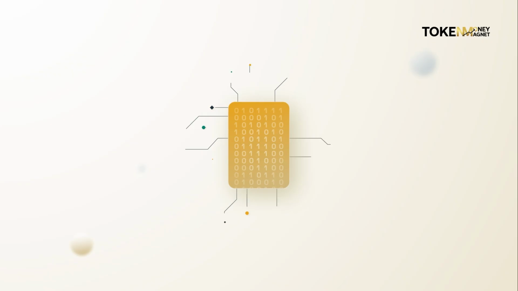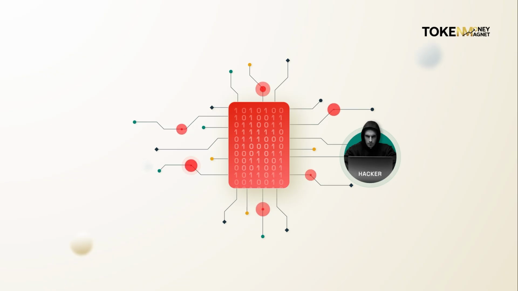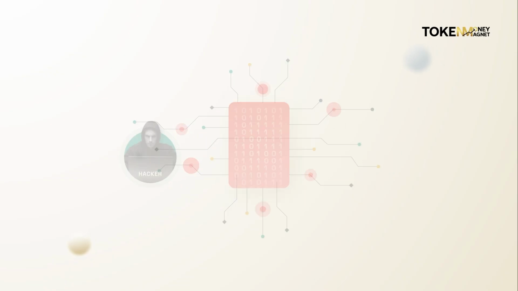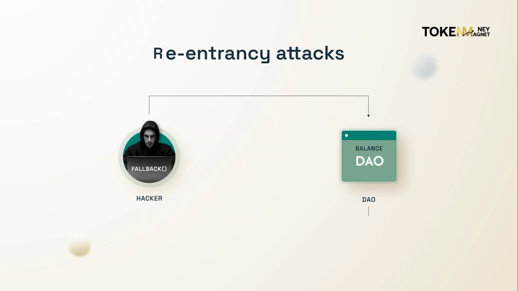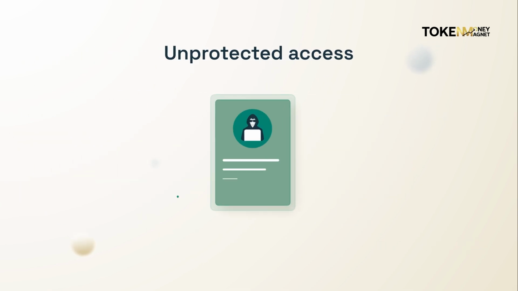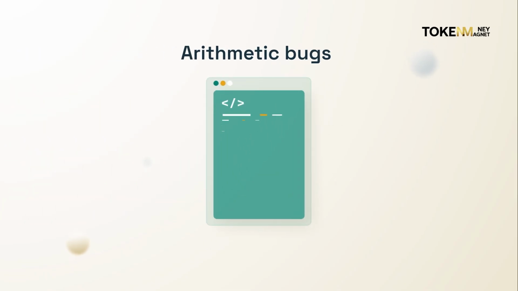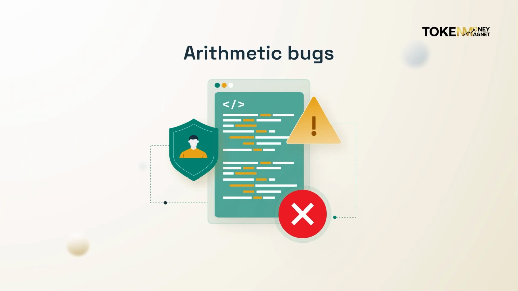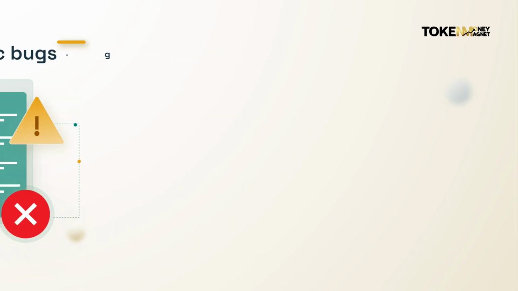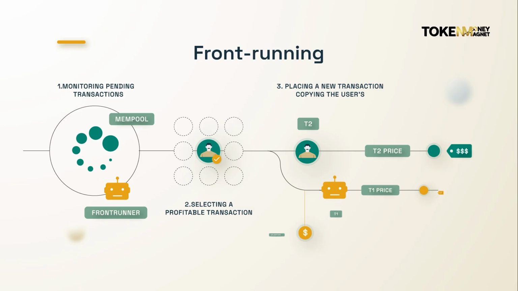Smart contracts are powerful, but they're also unforgiving. Once deployed, there's no undo button, and if there's a bug, well, hackers are often the first to find it. Common risks include re-entrancy attacks, where malicious contracts repeatedly call a function before the previous one completes. Unprotected access, allowing unauthorized users to call an action. Arithmetic bugs, errors like overflow or underflow in calculations. Front-running, when someone manipulates the system by jumping ahead of your transaction.